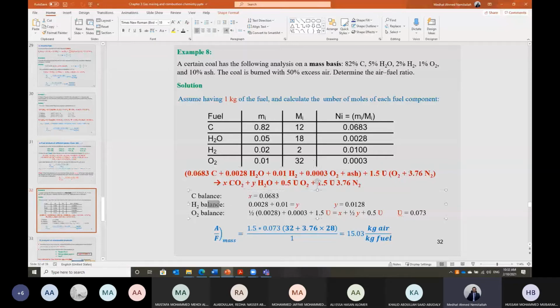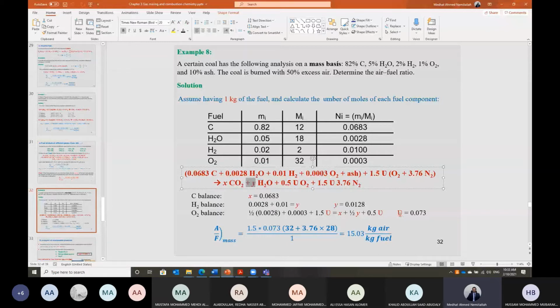Like this, we can make the hydrogen balance. We can calculate the number of moles of Y, which is the number of moles of water in the product. And also we can make the O2 balance. Then we can, in this case, calculate the value of gamma.